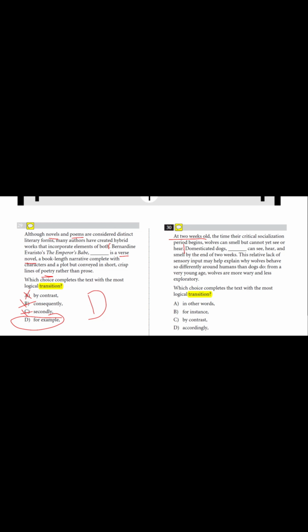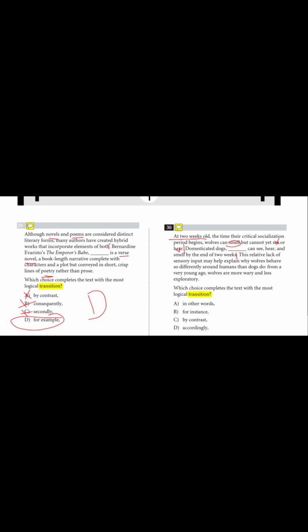So I'm going to simplify it: at the age of 2 weeks, wolves can smell but cannot see or hear. Okay, let's move to the next sentence or the next idea. Domesticated dogs blank can see, hear, and smell by the end of 2 weeks. So if we stop here, for sure, because the transition word is within the second sentence, we can say that the idea in the second sentence contradicts the idea in the previous sentence. Why? Because the first idea says that wolves can smell but cannot see or hear.